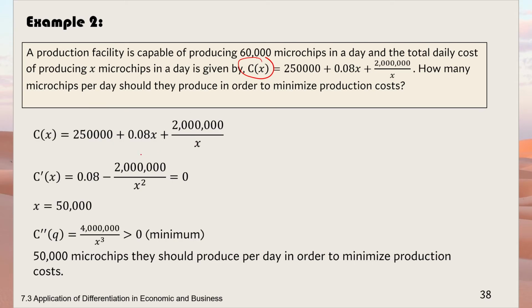So what you need to do is differentiate. The 250,000 is going to become 0, then 0.08, and then differentiate this one, you will get this one, and equate to 0, so x equals 50,000. If I substitute 50,000 inside here, it is greater than 0, so it's a minimum. So if you see over here, this company should produce only 50,000 microchips to minimize the cost, although it is able to produce 60,000.